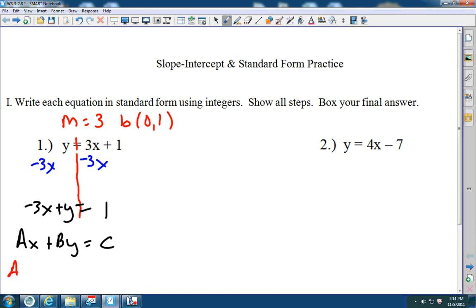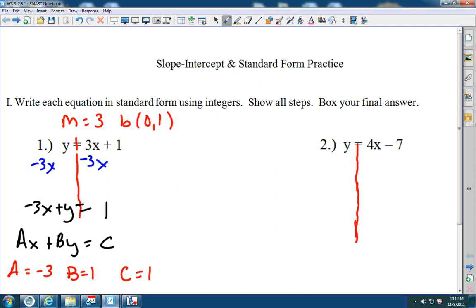A is the number in front of x, which is negative 3. B is the number in front of y. It's not that big a deal to know it, but it's a 1. And c is the number by itself, which is 1. Here's the next one, number 2. You can pause the video and see if you can come up with the right answer.